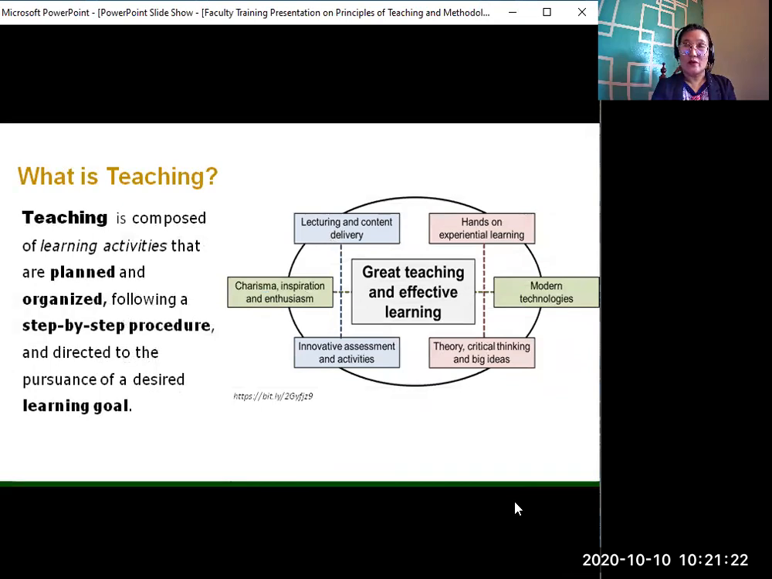In this diagram, we can see the connection of great teaching and effective learning. We can see there the hands-on experiential learning, the modern technologies, the theory, critical thinking, and big ideas are contributing factors to be able to have that great teaching and effective learning. In addition, the delivery of the content, the type of assessment and activities given by the teachers, and the teacher's personality also contribute to great teaching and effective learning.